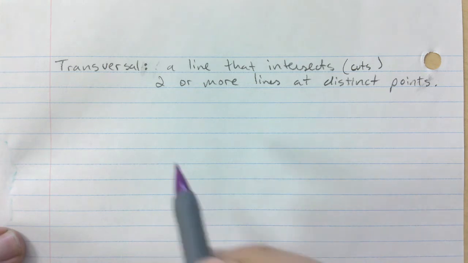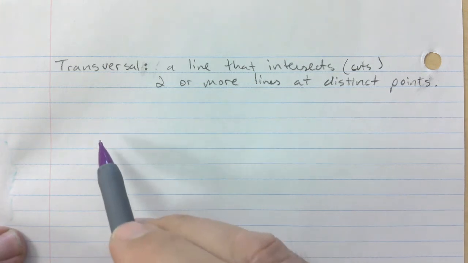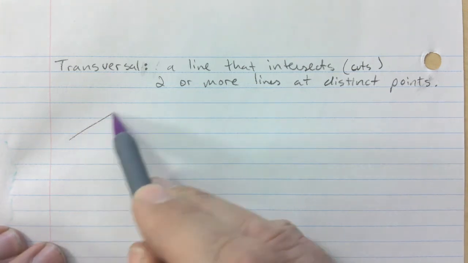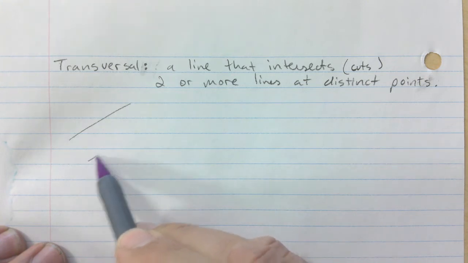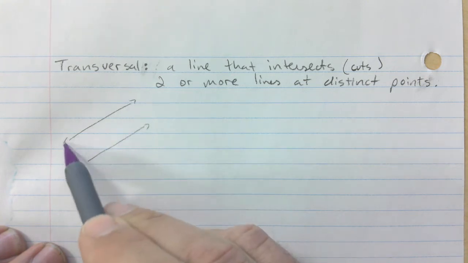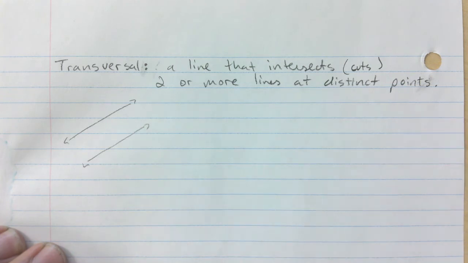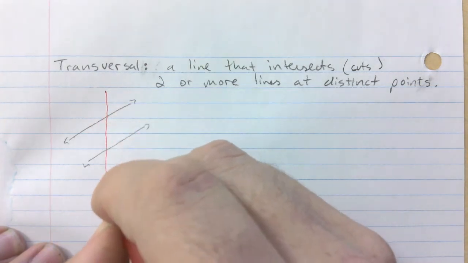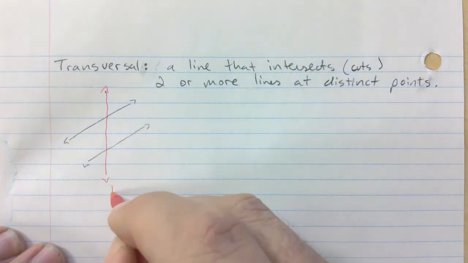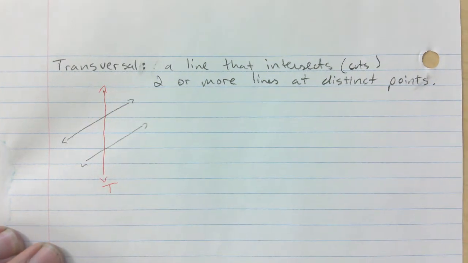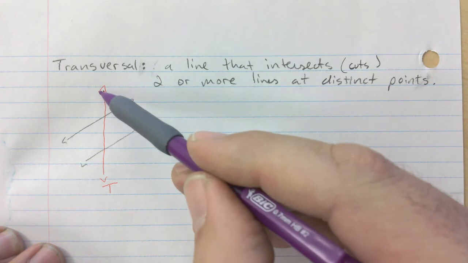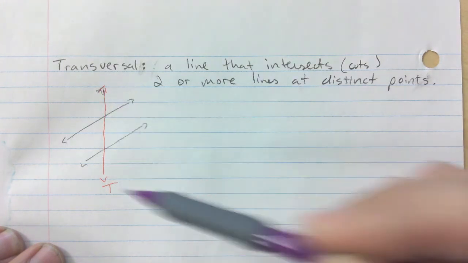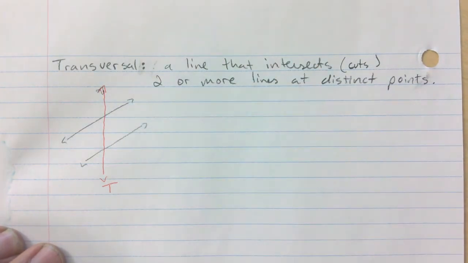A transversal is a line that cuts two or more lines at distinct points. So examples, right? If you have two lines going like this, and I'm going to use a different color, this would be your transversal there. It's good because this is a line that cuts through one or more lines like that.